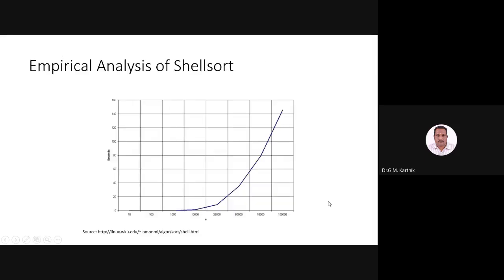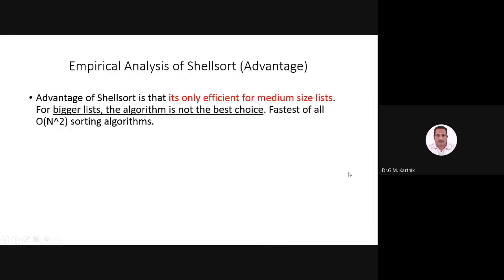Okay. So here when you do the empirical analysis, shell sort is best when you have a limited number of elements. The number of comparisons will be the best for a small number of elements, but it is not the best choice for a bigger list. Why is it so? Because when you have 1000 elements, the stage by stage comparison will increase the number of comparisons here. So the fastest algorithm is shell sort, but it is only efficient for a medium size array.